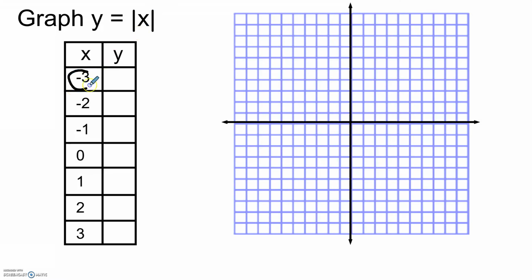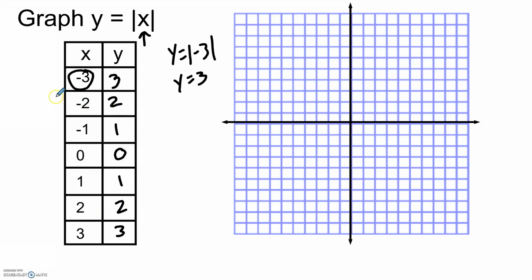all of these x values into the function y equals absolute value of x. So for example, y equals the absolute value of -3. What does the absolute value do? It removes the sign. So the absolute value of -3 is just 3. Go ahead and do your best to fill out the rest of the table. Check your work. So we end up with 2, 1, 0, 1, 2, and 3.